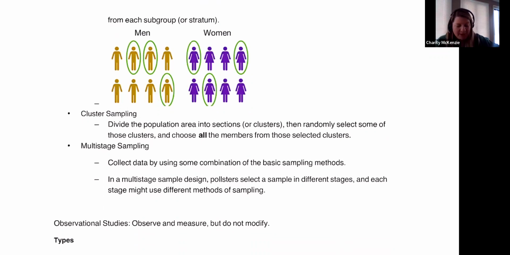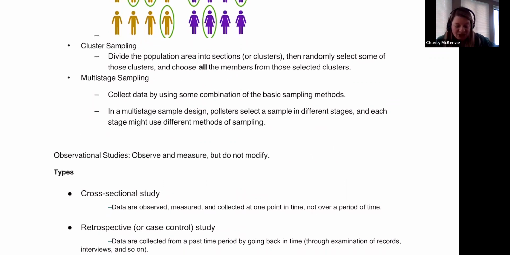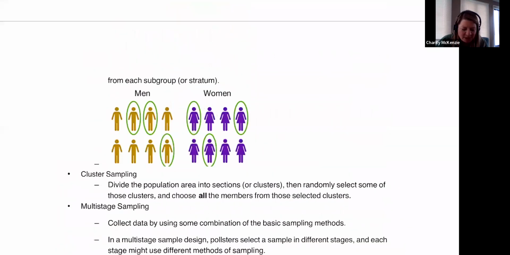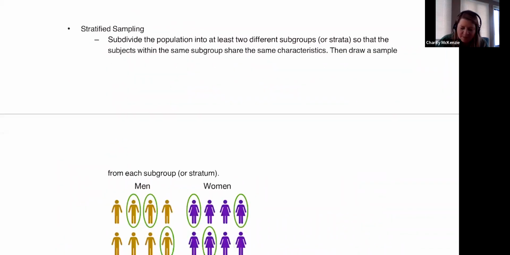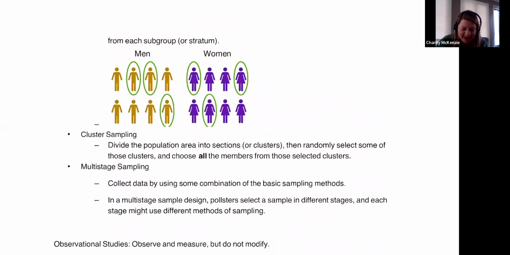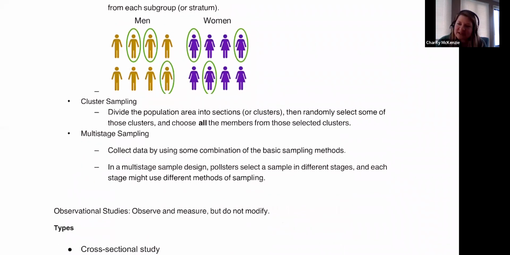But okay, cluster sampling. You divide the population into sections, clusters, then randomly select a cluster, and then choose all the members in that cluster. So you're splitting everybody up, and you're going to say, okay, I'm taking that cluster and everybody in it. Somewhat similar to stratified, but you start with subgroups in stratified. And in this one, you divide the population by area. So this one's more like a map. Think of it as a map.